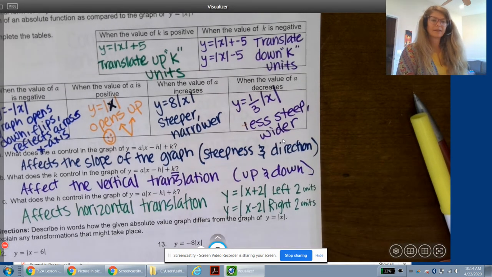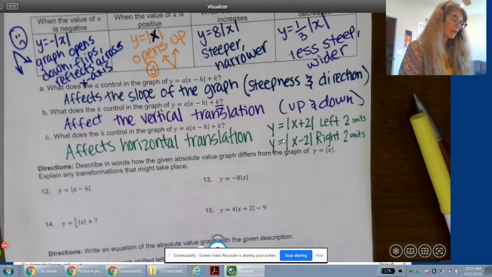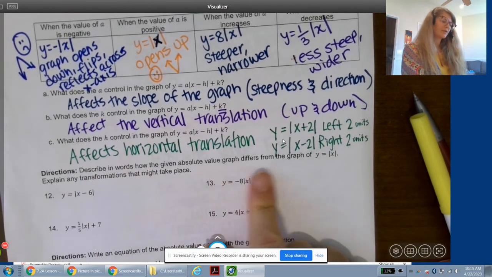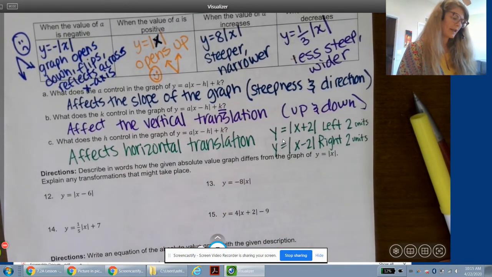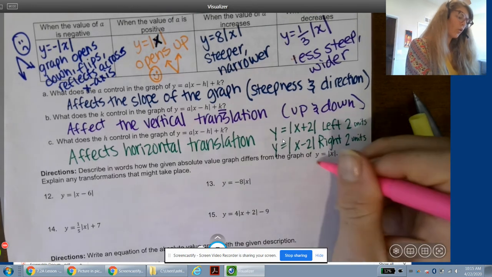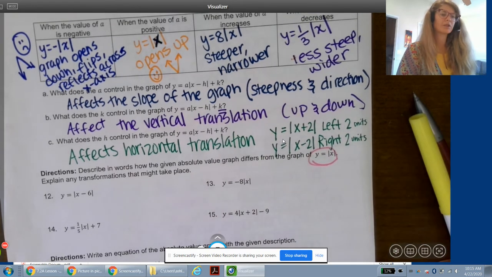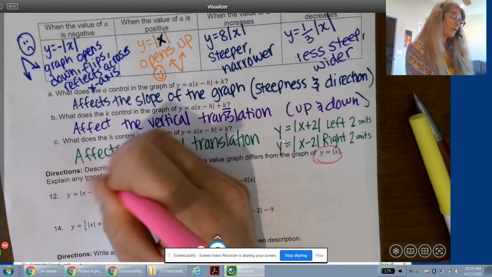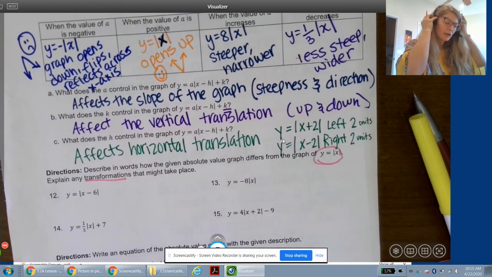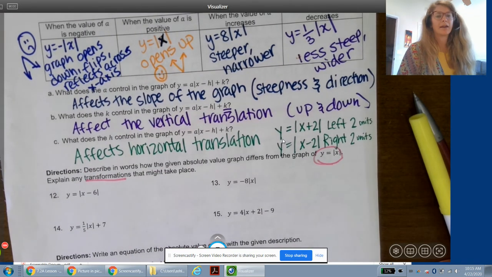Cool. Let's take a look at the next directions. Describe in words how the given absolute value graph differs from the graph of y equals the absolute value of x. So this is always going to be our parent function we're going back to. Explain any transformations that might take place. So I'm going to do 12 with you, and then you're going to do 13, 14, 15, and pause me while you do, and then we'll check in.